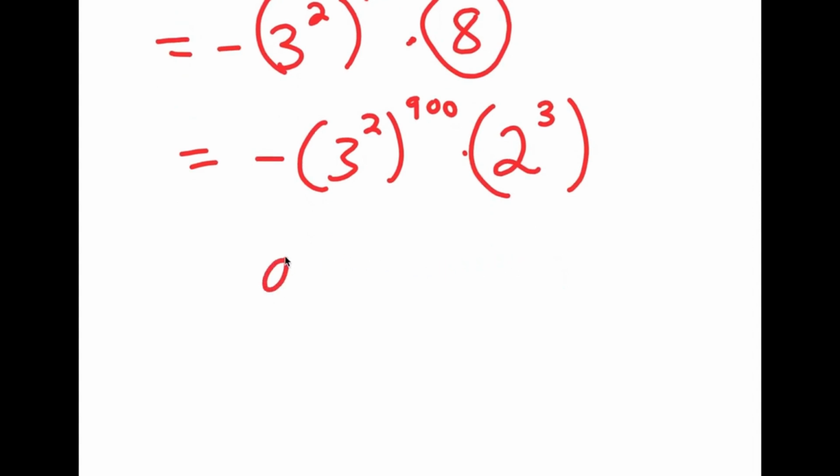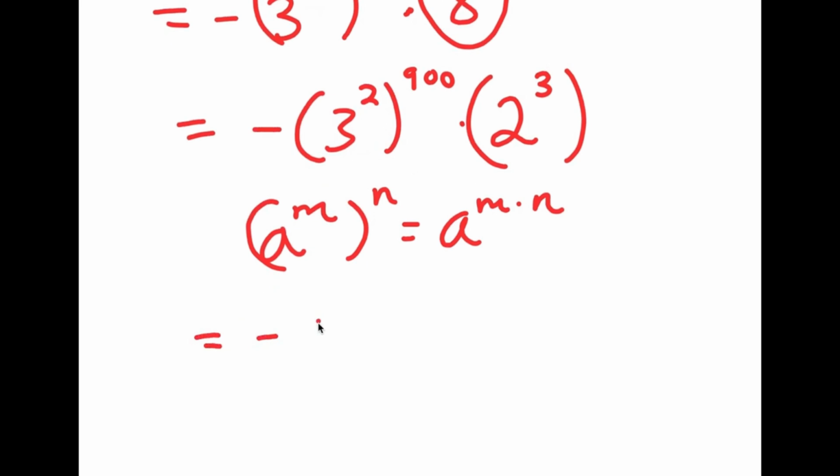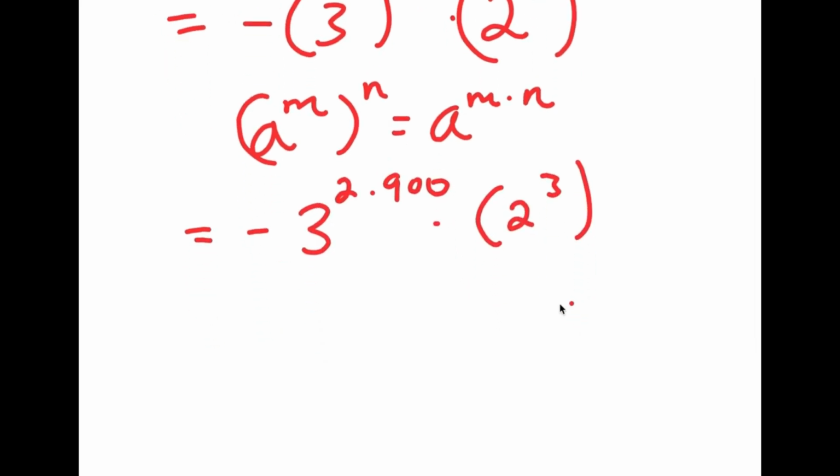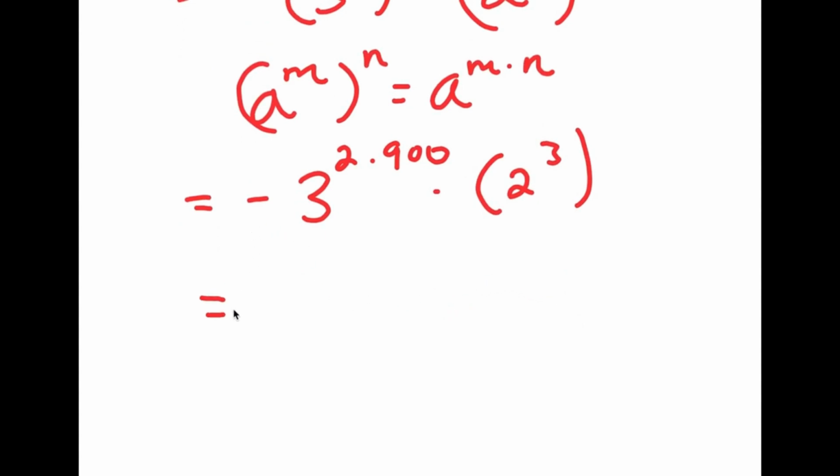And now remember, if I have something in the form a to the power of m to the power of n, this is equal to a to the power of m times n. So this can equal negative 3 to the power of 2 times 900, and now I have this times 2 to the power of 3. And if you guys didn't already know, 2 times 900 is 1800. So I have negative 3 to the power of 1800 times 2 to the power of 3.